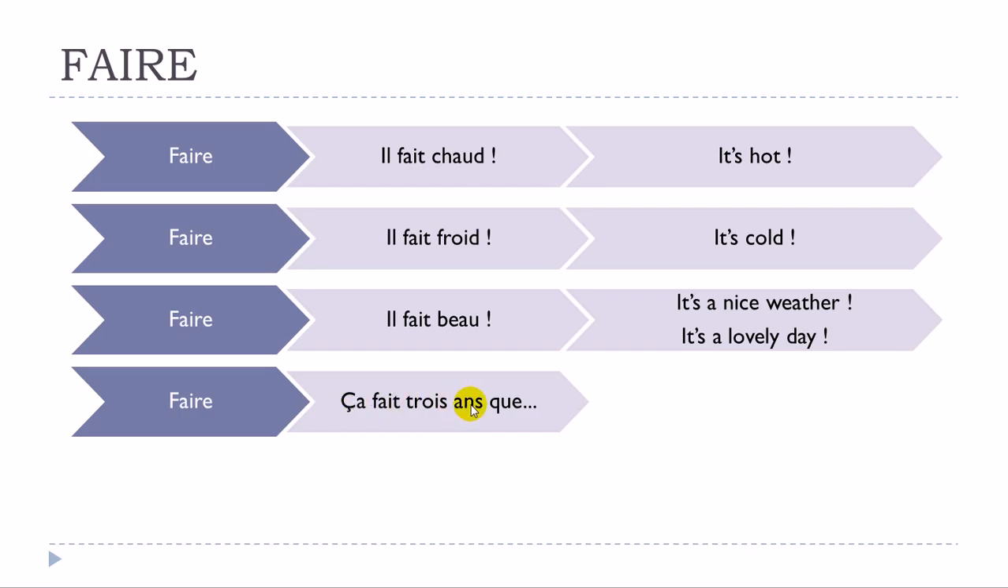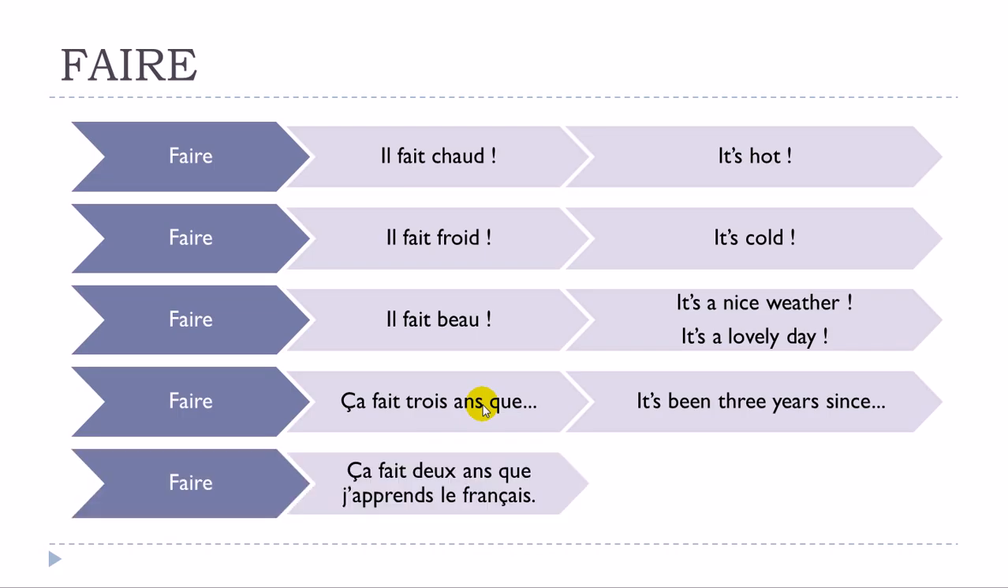Or then, ça fait 3 ans que. And in that case, the translation will be, it's been 3 years since, okay? Ça fait 3 ans que. Well, then we can take another example, and it would be slightly different. Ça fait 2 ans que j'apprends le français. So the translation would be, I have been learning French for 2 years.